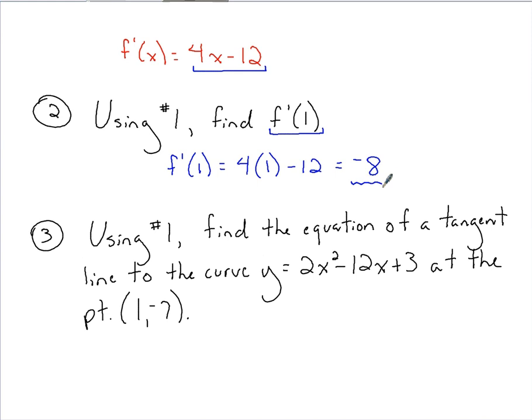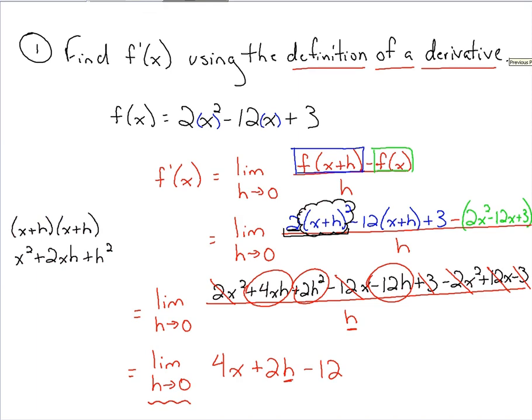Now, to appreciate what that negative 8 means to us, that's why I've got this third question up here. Using the work again from number 1, and now, really, when you read the question, number 2, we can find the equation of a tangent line to the curve y equals 2x squared minus 12x plus 3 at a given point of 1, negative 7. Notice this function here. Go back to number 1. Same function, right?